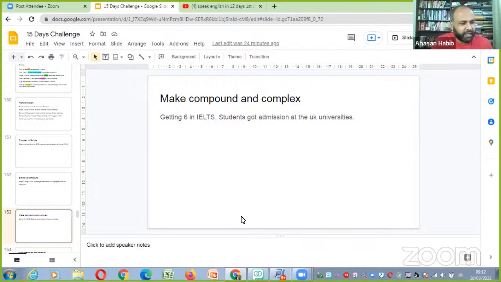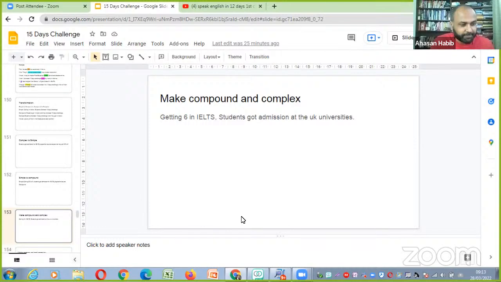Okay, so Alamgir, what if I change the direction? Like students got 6 in IELTS and they got admission at the UK University. So which one is fast? Getting IELTS or getting admission? I think getting IELTS, right? So that's why if you say students got 6 in IELTS and they got admission at UK University, this sounds good, right? Your sentence is right, but instead of saying that, you can say it that way.